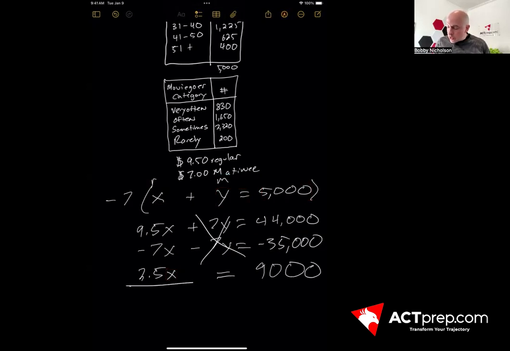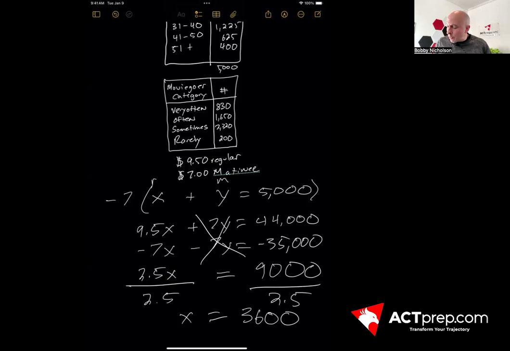And now all we need to do is get x by itself to find out how many regular tickets they sold. So we can divide both sides by 2.5 and get that 9,000 divided by 2.5 is equal to 3,600 tickets that were regular. And so we can now plug this back into either of our equations.